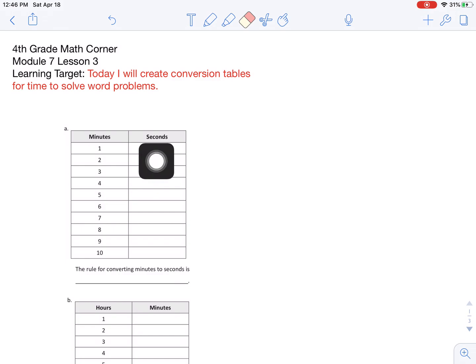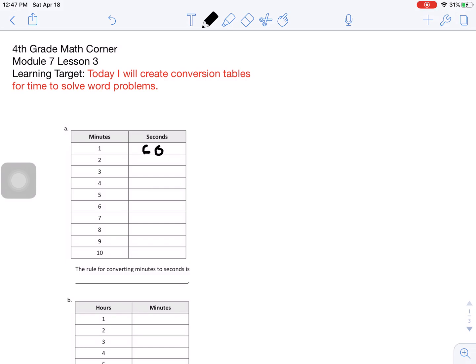If this was on an analog clock, this would be the big hand going around the clock. Every time it goes around the clock, it is 1 minute. It takes 60 seconds for the second hand to move around the clock one time, for 1 minute.